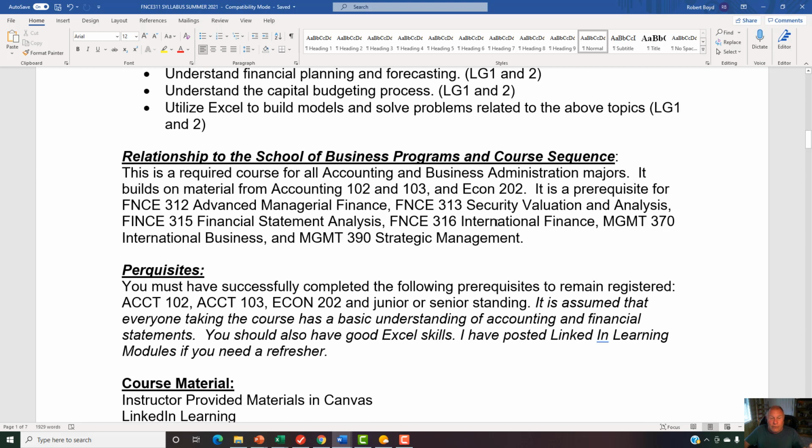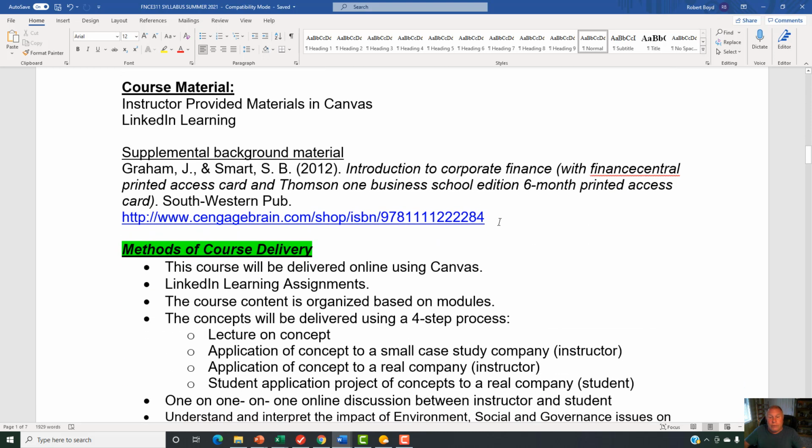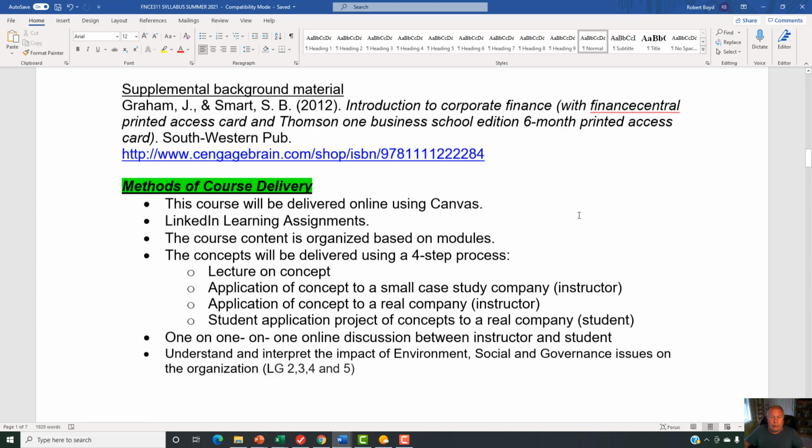This is a prereq for many other finance courses, and I know many of you are taking it for that reason so that you can keep on top of all the other courses. I'm assuming that everybody has taken the required courses and that you have a basic understanding of accounting and financial statements. You should also have good Excel skills. I have posted some LinkedIn Learning modules if you need a refresher. The book is optional. It gives you some good background.